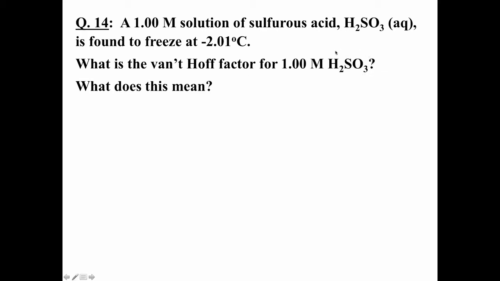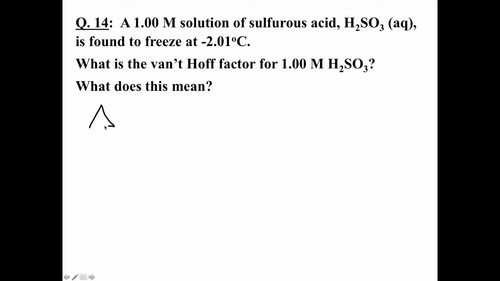Now, note that in previous problems of this type, we've typically looked at the solute's formula, and from that deduced the Van 't Hoff factor. We've figured out how many pieces it dissociates into. But in this case, we have sulfurous acid, which is a weak acid. Weak acids only partially dissociate into their constituent ions, and so from figuring out the Van 't Hoff factor, we're going to be able to tell something about the extent of this dissociation.